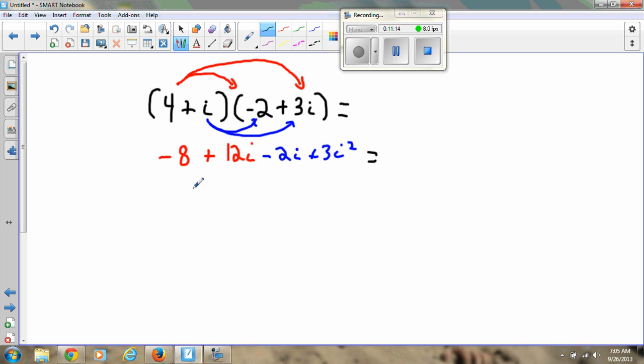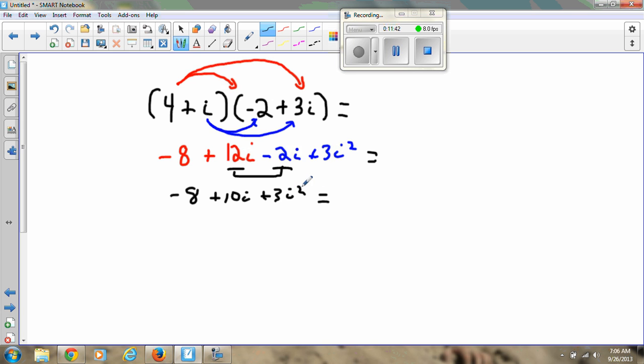Okay, just like in polynomials, we combine our like terms. So we have negative 8. We have two like terms here and here. 12 minus 2 is 10. So I have 10i for a middle term, plus 3i squared. Okay, this is where it changes a bit.